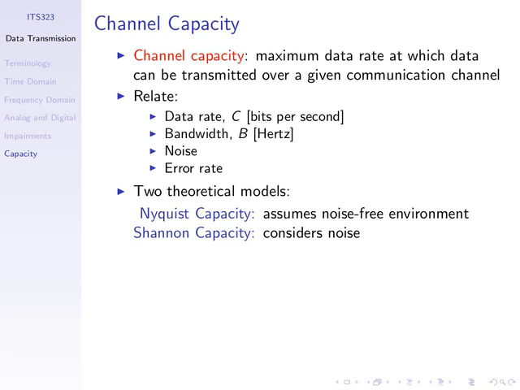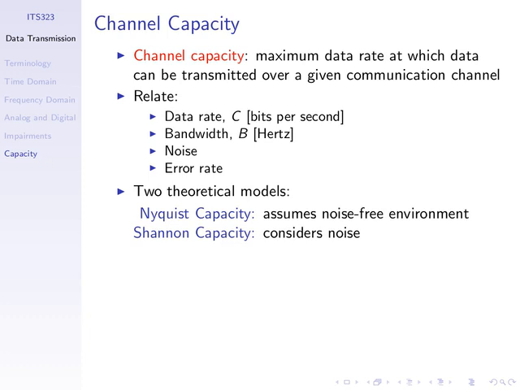In some general cases, it doesn't have to be a single link. It could be multiple links. That's why we call it a channel. So what we're interested in is the maximum data rate at which we can transmit data across a communications channel or link. That is, what is the channel capacity?